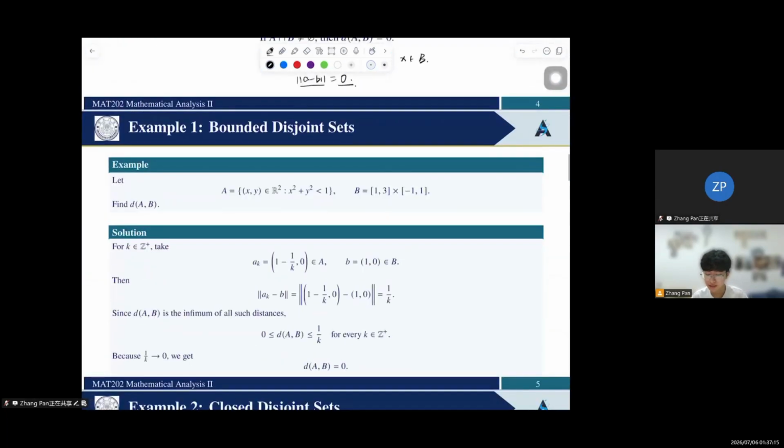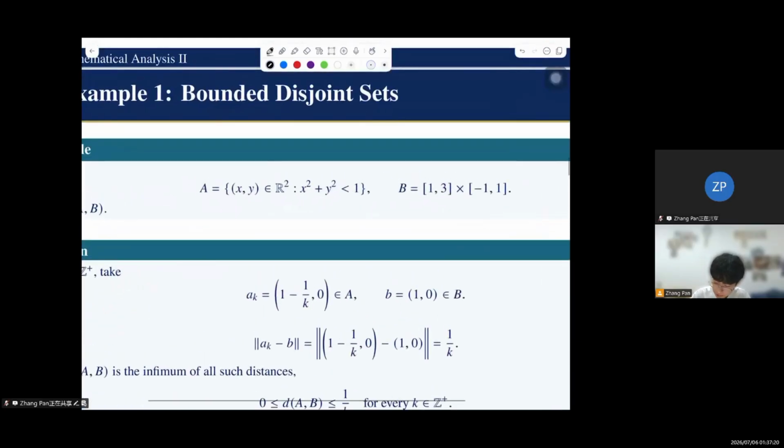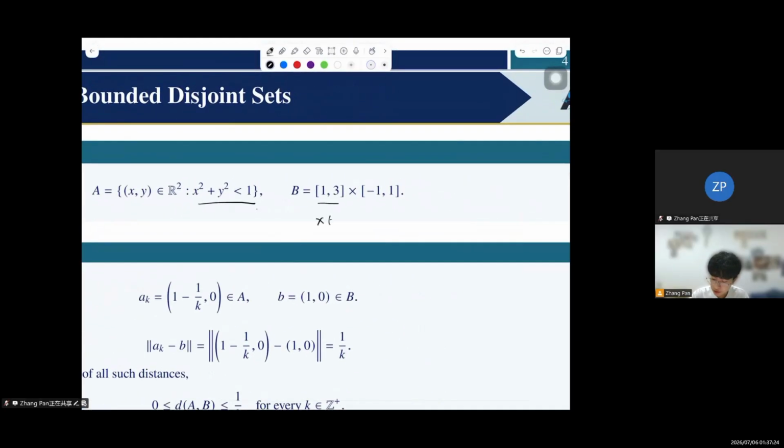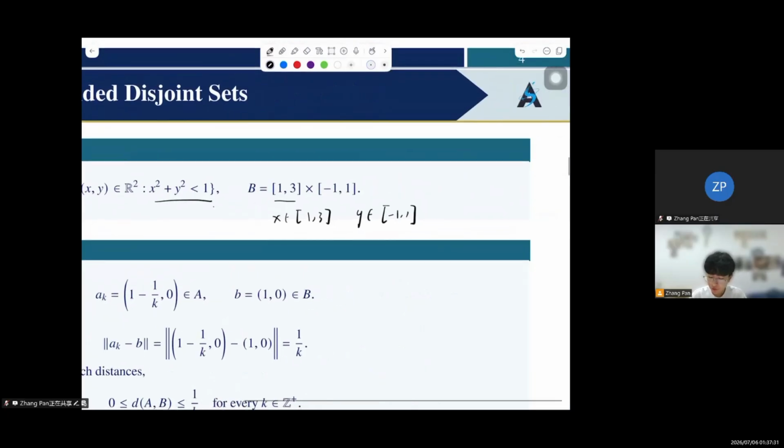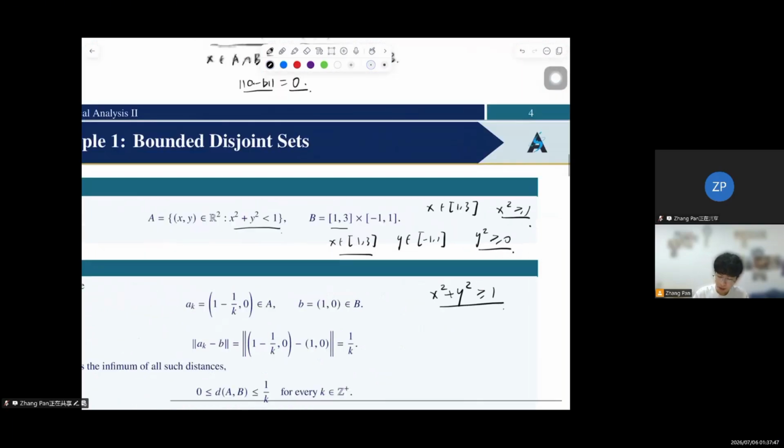Here is the first example, bounded disjoint sets. The set A is x squared plus y squared less than 1, and the set B is x belongs to [1, 3] and y belongs to [-1, 1], which is a rectangle. Since x belongs to [1, 3], x squared is at least 1, and y squared is at least 0. So x squared plus y squared in B is at least 1. So A and B are disjoint.